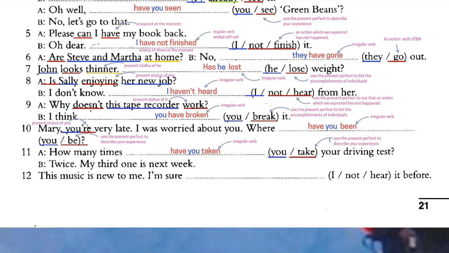Question number 12. The first area we have to focus on is the word "is" and the word "music", because it's telling us the present status of the subject. And the second part is "not here". This verb is using the present perfect to tell an action which we expected but has not happened. And the other one, "I", is telling you the verb have must be used. So the answer, I haven't heard it before. And the whole sentence, I'm sure I haven't heard it before. And the word heard is an irregular verb.